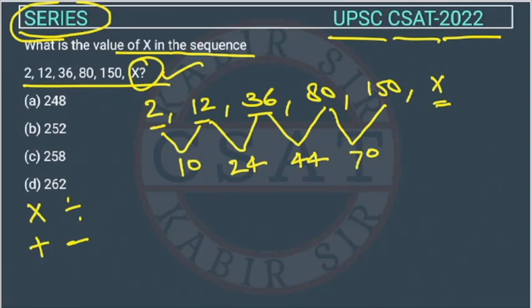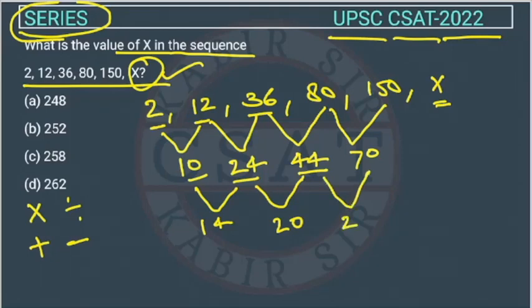But still after getting this we are not able to identify a pattern, because there is no similarity. Here, 14 is being added, 10 becomes 24, but here 20 is being added. So let's find out one more difference. What's the difference here? The difference here is 14, and the difference here is 20, and the difference here is 26.